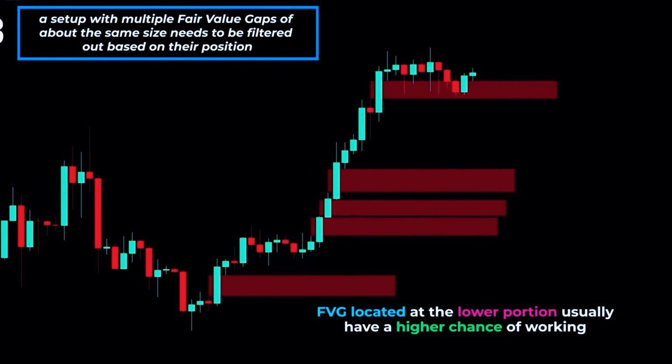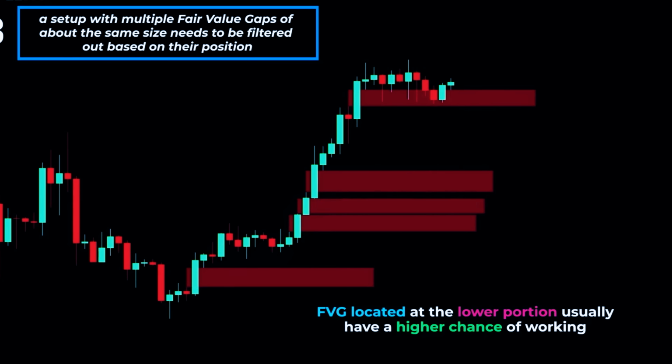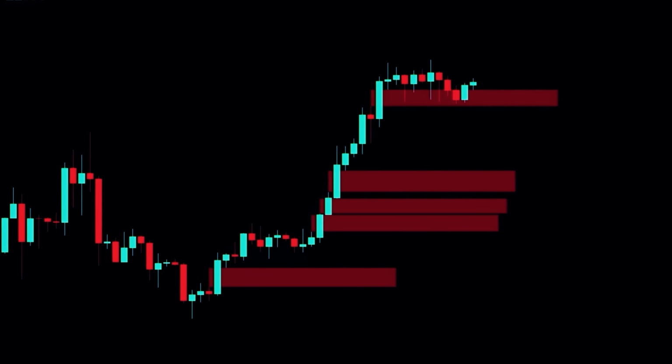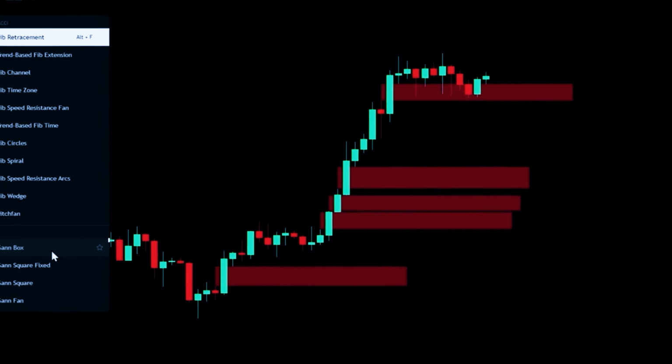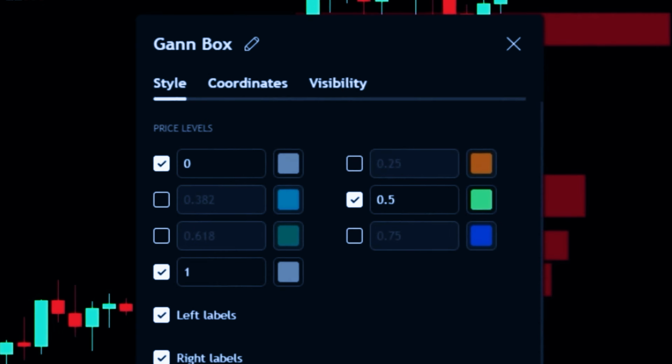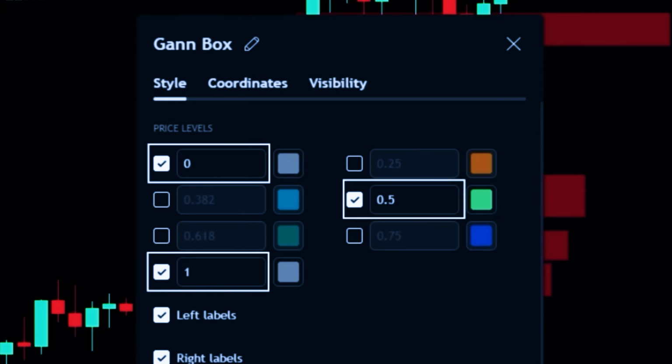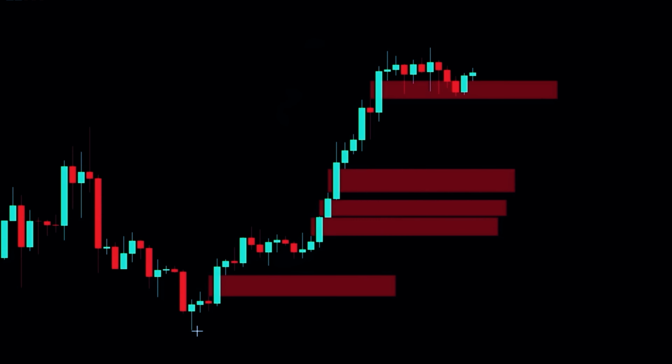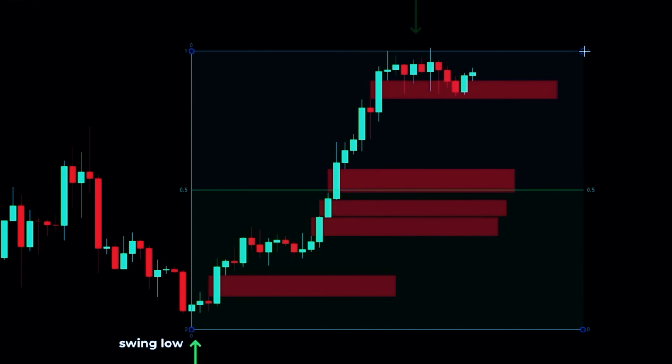The ones you use are the fair value gaps located in the lower portion of the move, which usually have a higher chance of working. But to do this more precisely, you'll need a tool on a charting platform like TradingView. You can use the Gann Box tool. You then go to Settings and set the price levels to 0, 0.5, and 1 to use the tool.